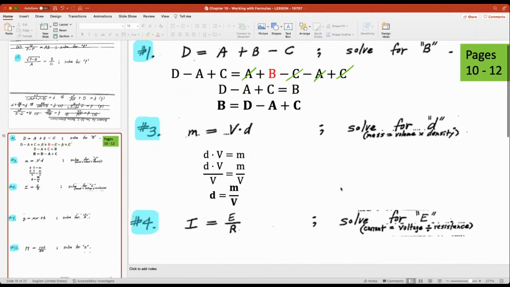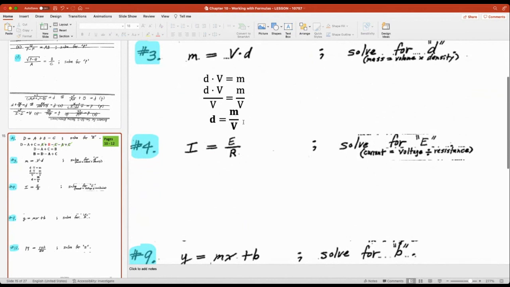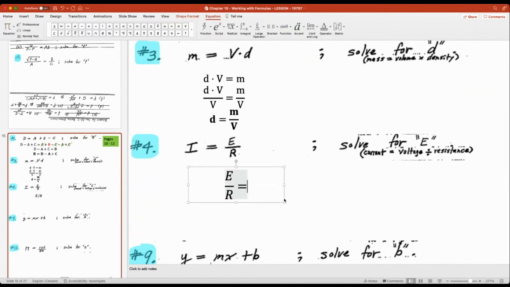What if your question has a fraction to begin with? Well, you still play the same game. Let's write the equation backwards because I want to have e on the left. The thing is that r is in the way. What should we do to both sides of this equation so that we can isolate for e? Do we add r, subtract r, multiply r, or divide by r?